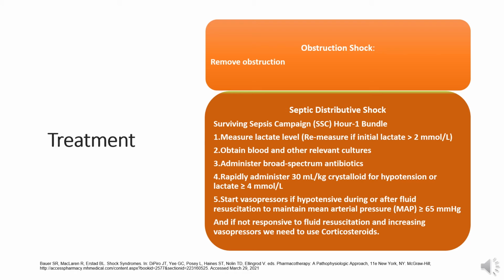The fourth step, we rapidly administer 30 ml per kilogram crystalloids for hypotension or lactate more than 4 millimole per liter. Then we start vasopressors if hypotensive during or after fluid resuscitation, to maintain mean arterial pressure more than 65 millimeters of mercury. And if not responding to fluid resuscitation and increasing vasopressors, at this point we need to use corticosteroids.